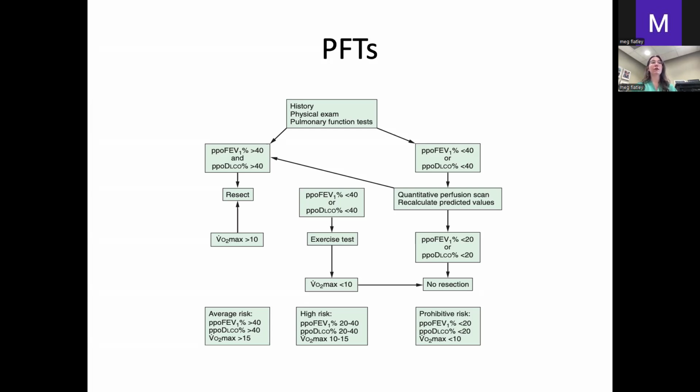And then if your VQ scan is still marginal and you want to do more testing, then you can move to cardiopulmonary exercise testing, and that can help give you a little bit of a better idea of how your patient might do.